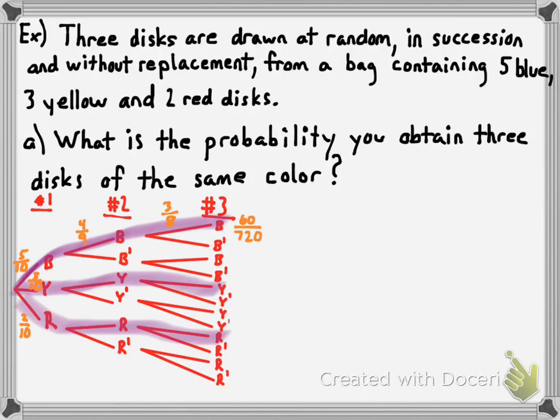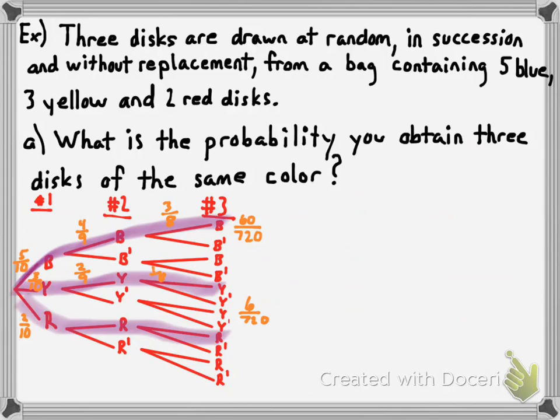All right, then using similar logic, we could say that if we got yellow the first time, there would only be 2 yellow discs remaining for the second draw and 9 discs remaining. And then if we got a yellow the first time and the second time, there would only be 1 yellow disc remaining out of the final 8. So you'd have a 1 in 8 chance there, which makes the probability of getting a yellow all 3 times equal to 3/10 times 2/9 times 1/8, or 6 out of 720.